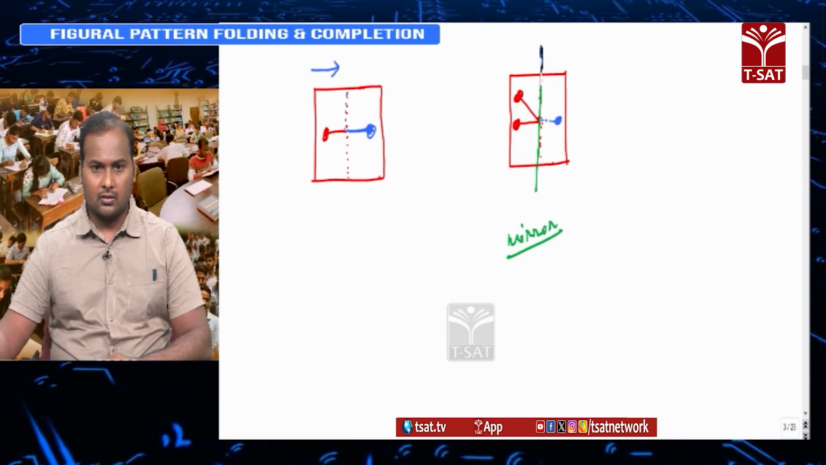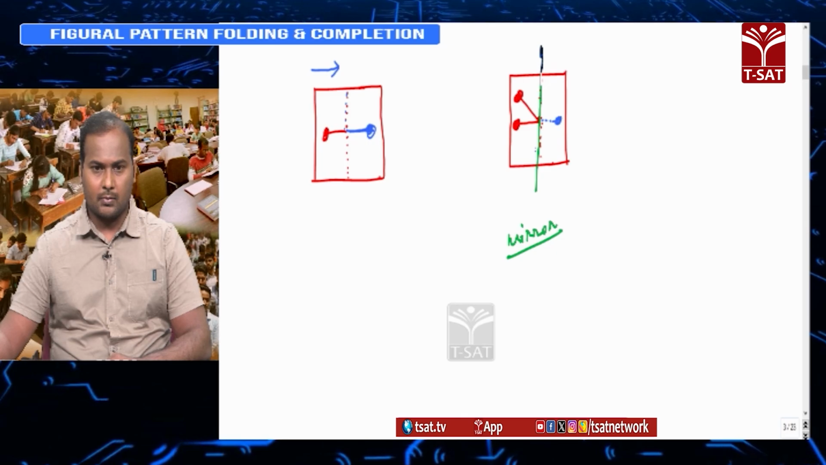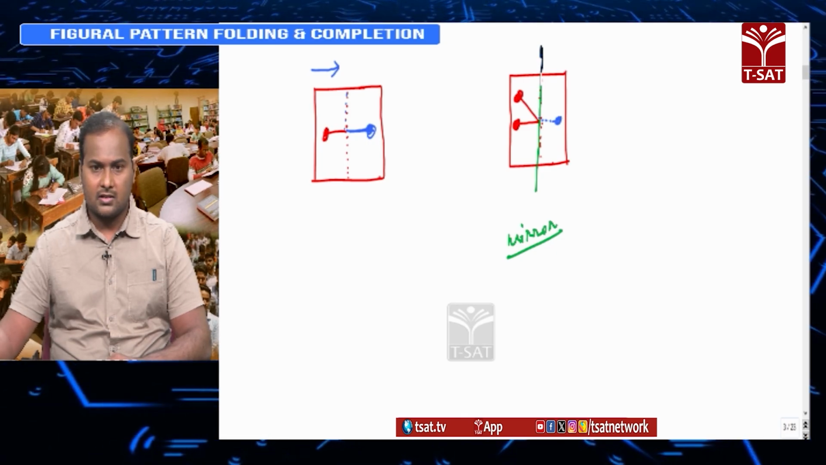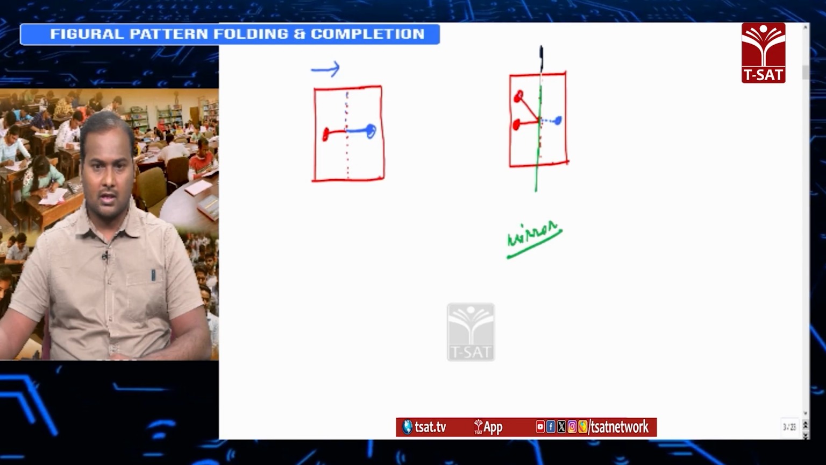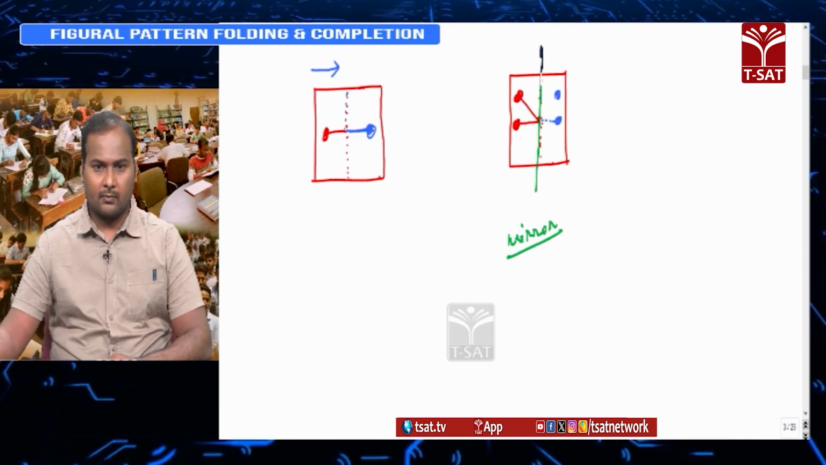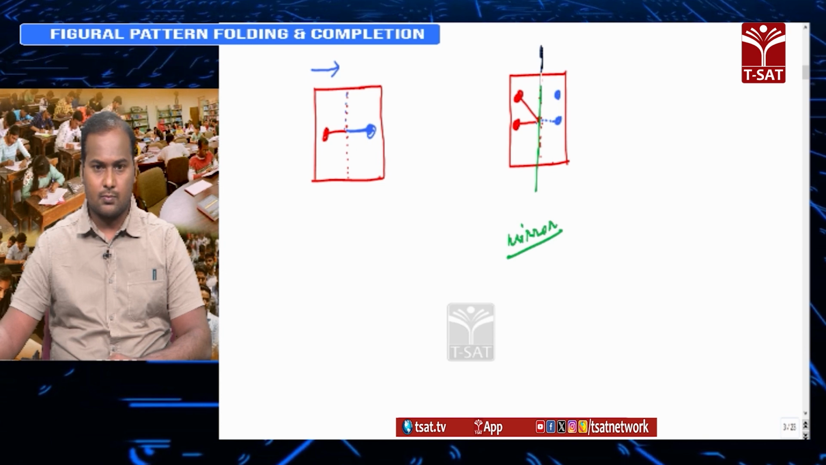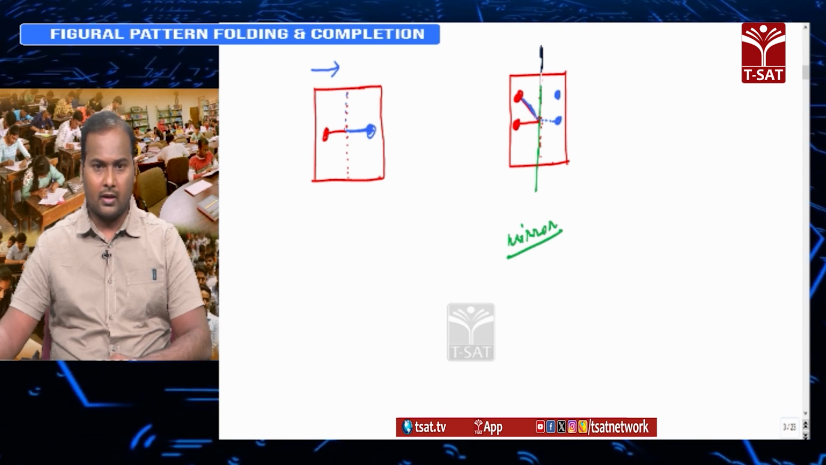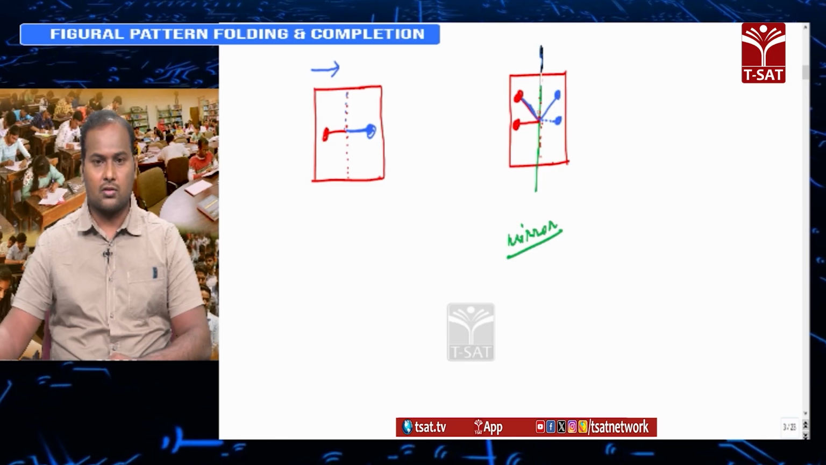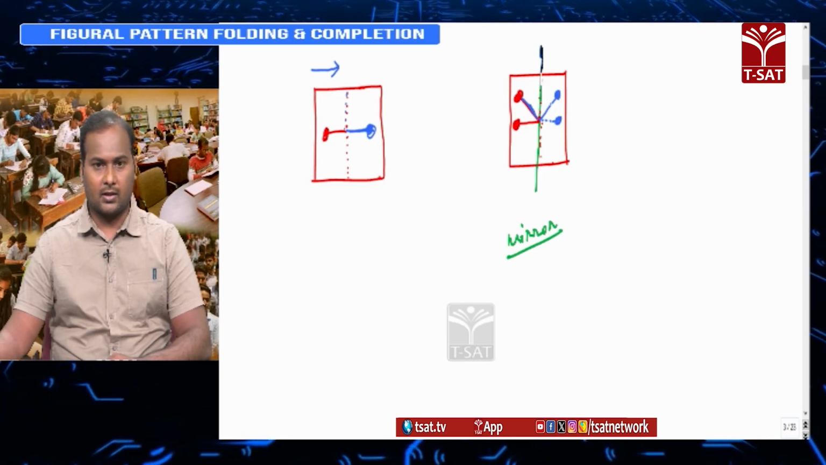See here, this green line is the mirror. So whatever is near the mirror, keep near the mirror. This line is near the mirror and this knob is away from the mirror. So obviously here also the knob will be away from the mirror. This line is moving away from the mirror. Here also you draw the line from the mirror to away. So this is the mirror image that appears.